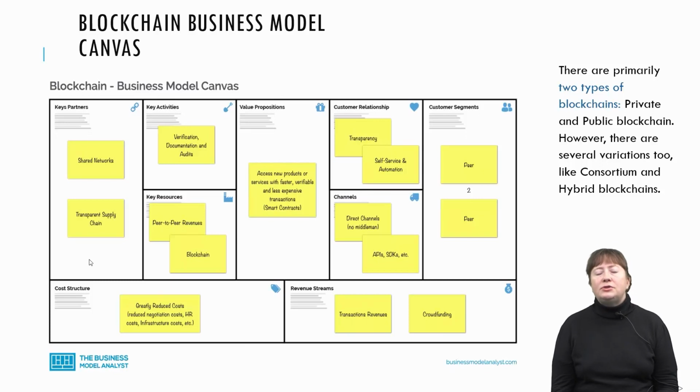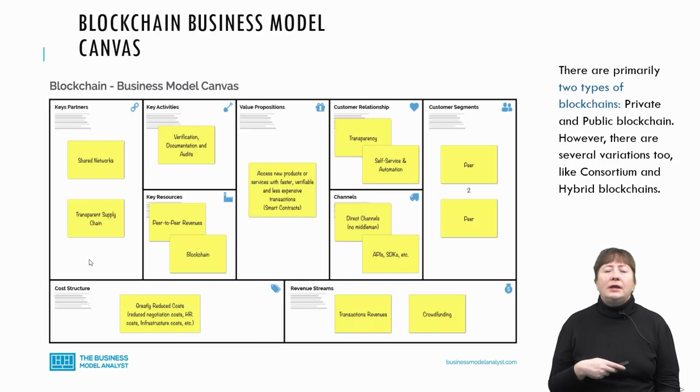And also we need to analyze our key resources, because without key resources it is impossible to implement successful technologies and manage them. Even if you buy advanced technology for your effective blockchain business model, but unfortunately your employees do not have enough skills to manage this technology, you will not be successful with this blockchain business model implementation. And there are primarily two types of blockchains, private and public blockchain.